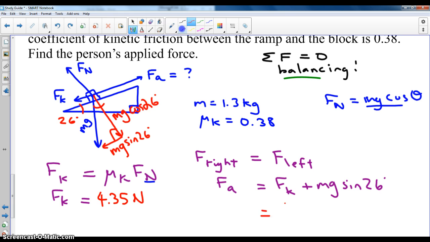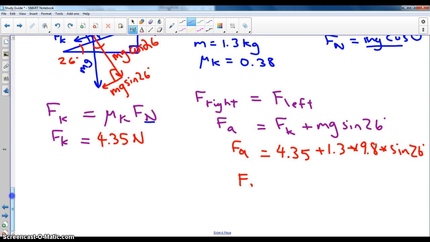So then, right here, I replace that with 4.35. M, I replace with the value 1.3. G is 9.8. Sine 26. You calculate the right side, evaluate the right side, a fancy way of saying calculate. And what do we get? We get 9.9, almost 10. 9.9 newtons is our answer.